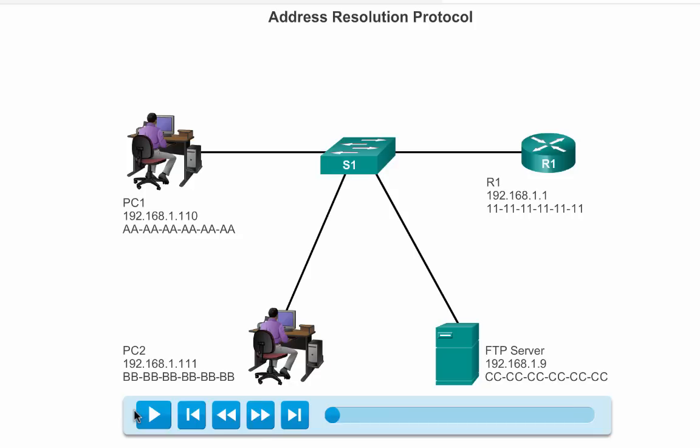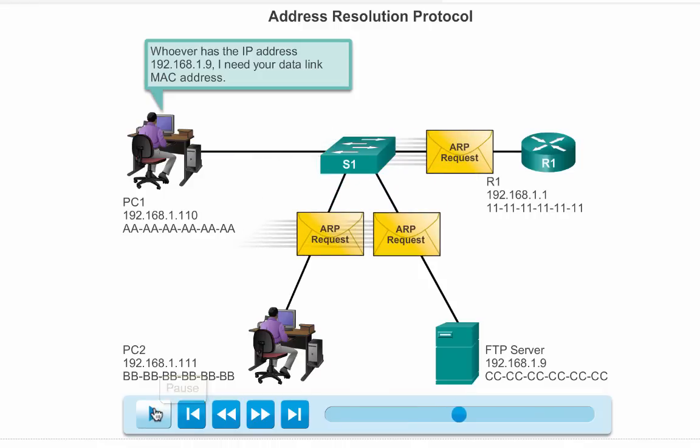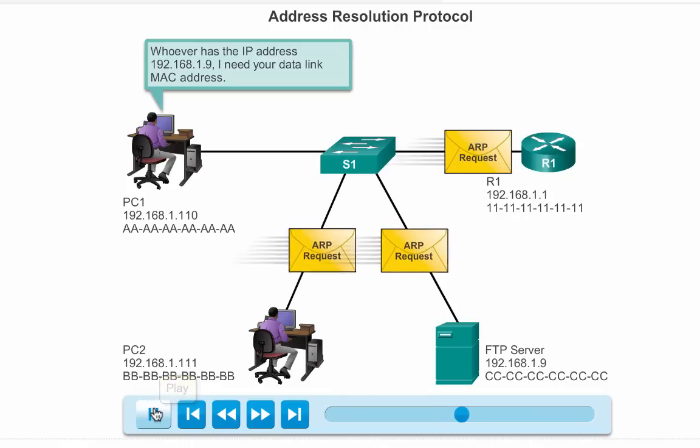The sending host uses a protocol called Address Resolution Protocol, ARP, to discover the MAC address of any host on the same local network. The sending host sends an ARP request message to the entire LAN. The ARP request is a broadcast message. The ARP request contains the IP address of the destination device.